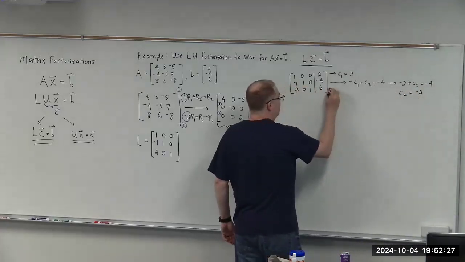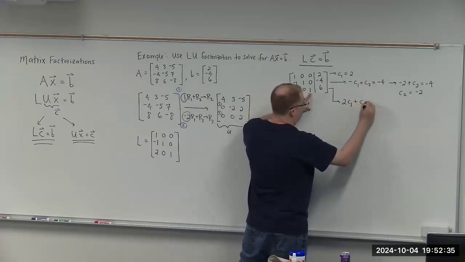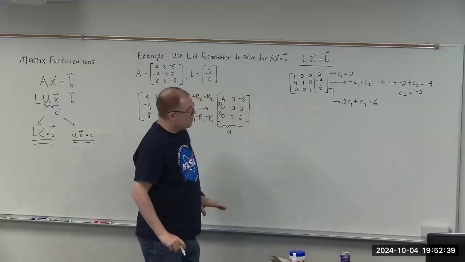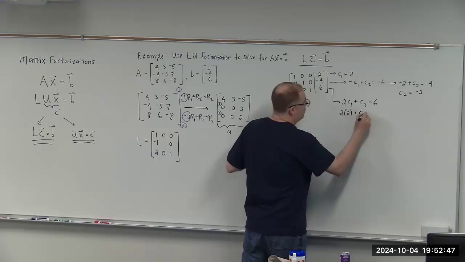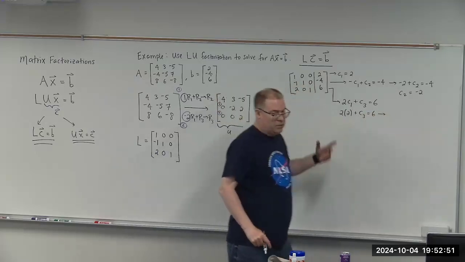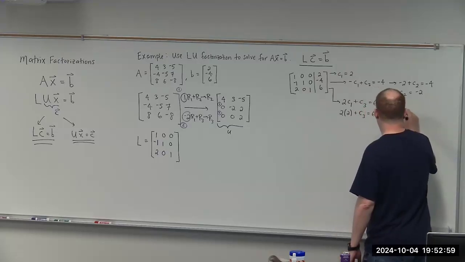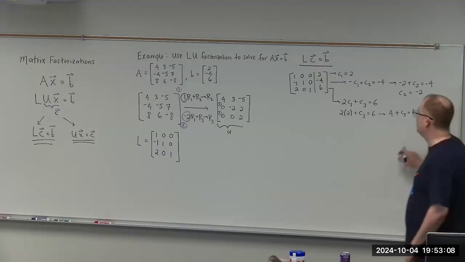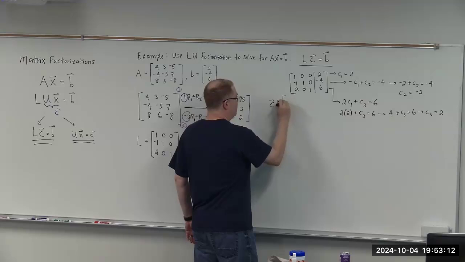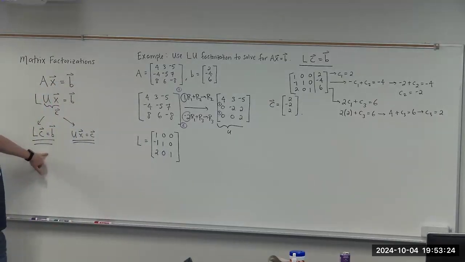So now let's go down here. We have 2 times C1 plus 0 times C2, so we don't need that value, plus C3 equals 6. So we plug in C1, and C3 is what we're trying to solve for. This is just 4 plus C3 equals 6, so C3 is simply going to be 2. So we have our solution vector now for C: 2, minus 2, and 2. That's the solution for this system.